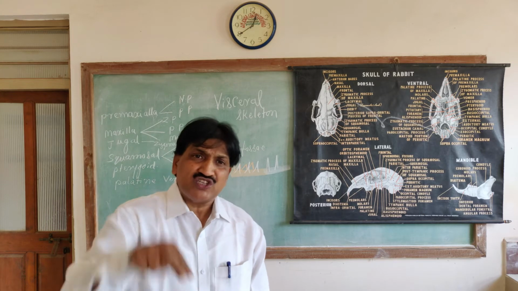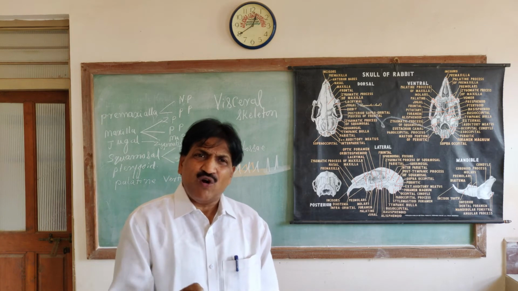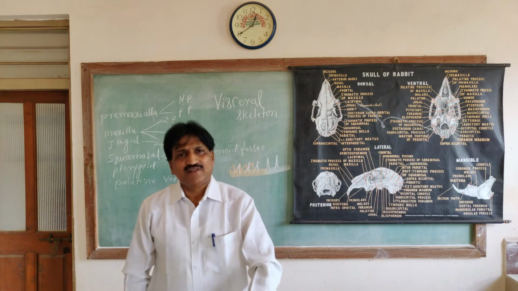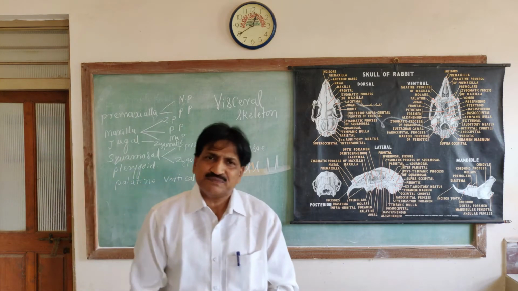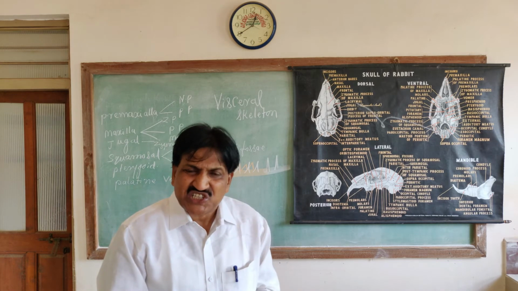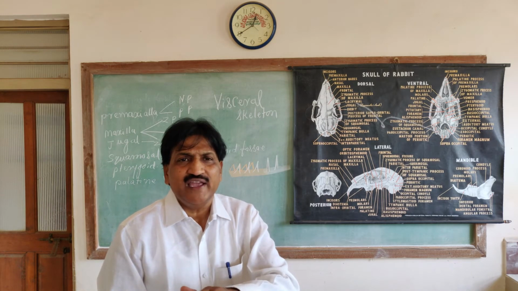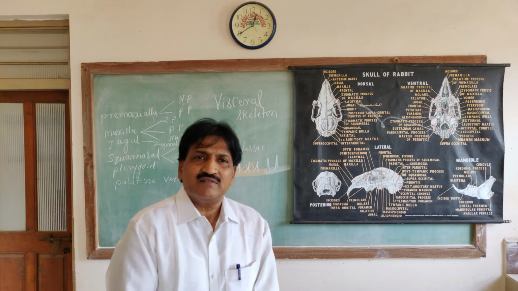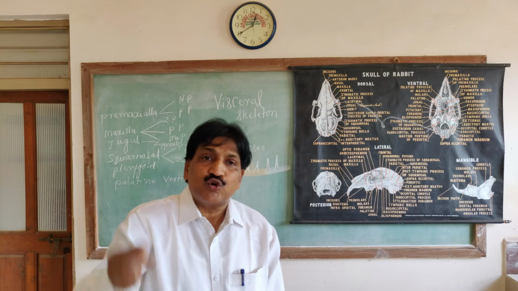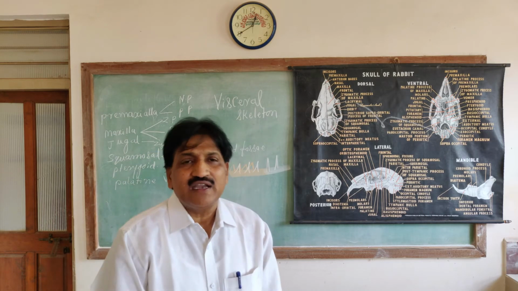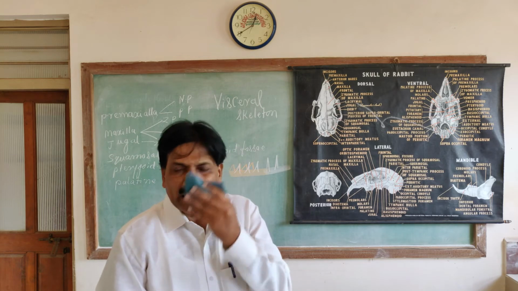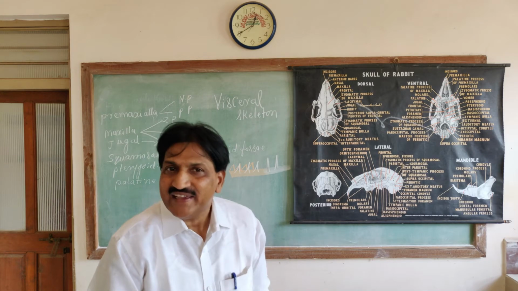Diphyodont means having two sets. One is called temporary and the other is called permanent. For example, human beings have temporary teeth, called the milk teeth, and a second set called the permanent teeth. Having two sets of teeth throughout its life is called diphyodont. Monophyodont and diphyodont. Clear? Okay.